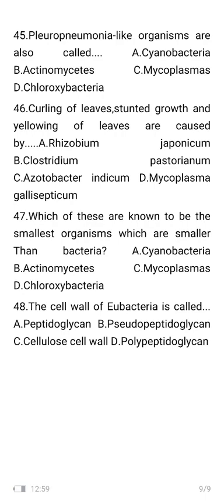Number 48, the cell wall of eubacteria is called A. peptidoglycan, B. pseudopeptidoglycan, C. cellulose cell wall, D. polypeptidoglycan. I love these options that I coined. I love them too much. So you choose which of them you think is the answer, because I explained it not quite long. The answer is what? Peptidoglycan.